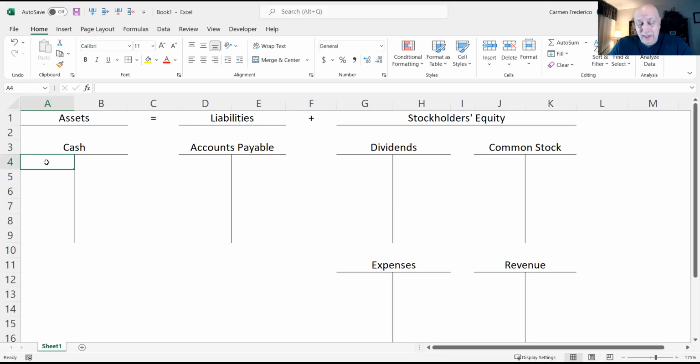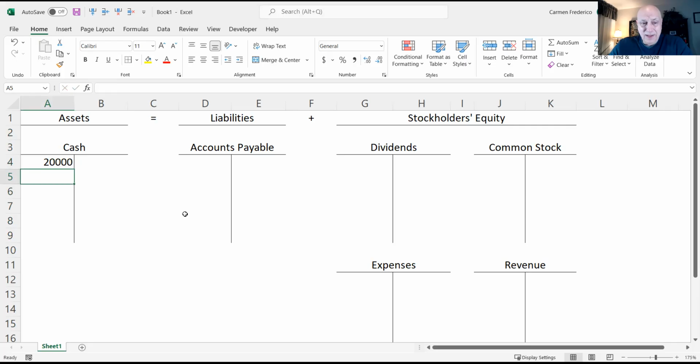So let's say Susan Smith invested $20,000 in her business and she got common stock. So cash is coming into the company. Cash is an asset, and it's increasing. So we look at what side of the equation assets are on. They're on the left side. So increases will go on the left side of the T account.